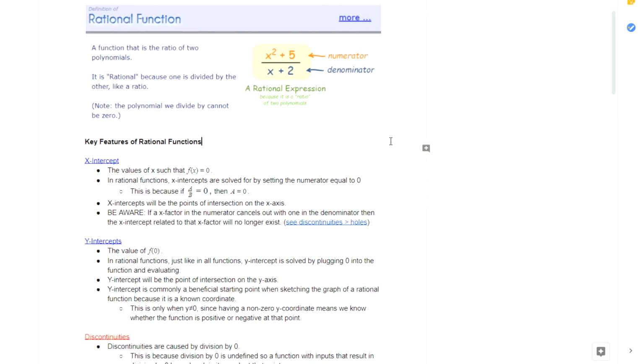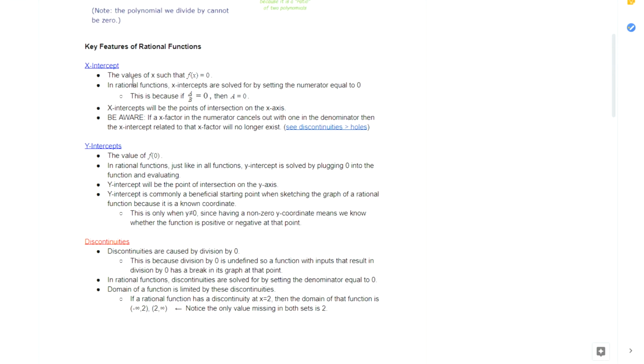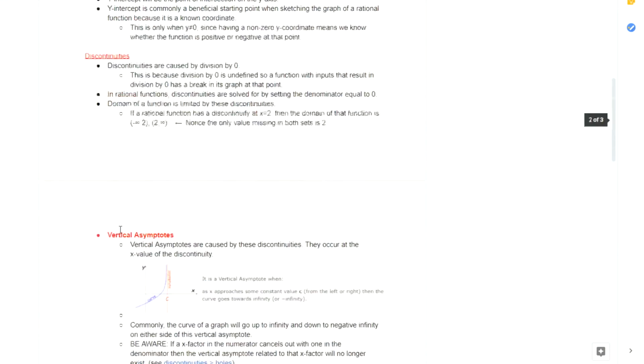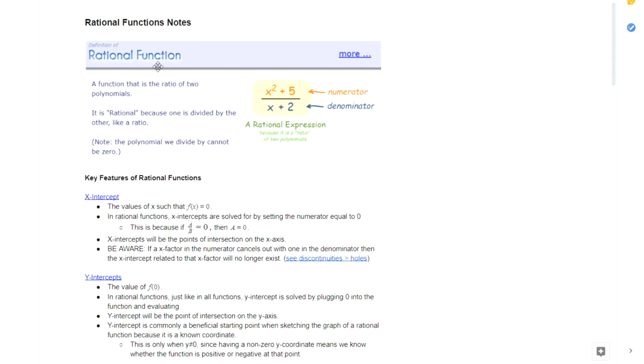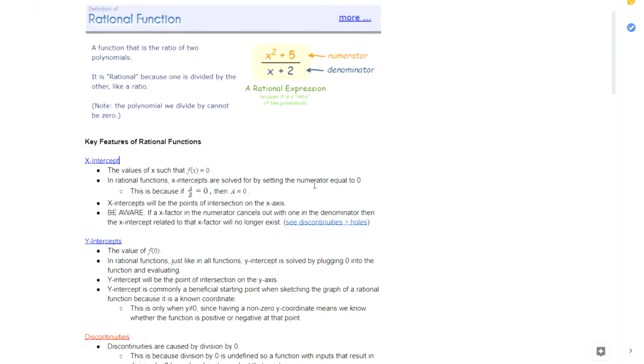So to get started, let's just do a quick recap about solving for features of rational functions. I'm going to do this pretty quick because we've done it before. So the four features we said were X-intercepts, Y-intercepts, discontinuities, and end behavior. X-intercepts are the values of X such that the function equals 0. So for example, if I have a rational function, remember rational functions are just fractions of polynomials, so a polynomial divided by another polynomial, I can find the X-intercepts by basically just setting the numerator equal to 0.